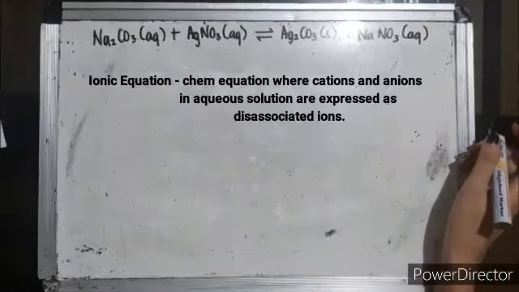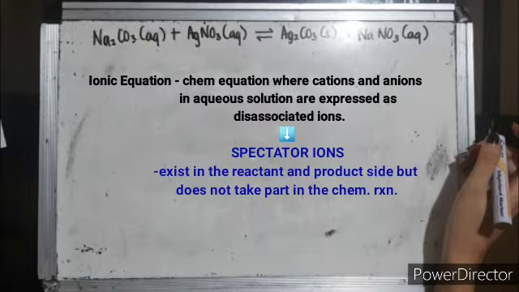And then we will create your ionic equation where cations and anions in aqueous solution are expressed as dissociated ions. And yung dissociated ions na yun are your spectator ions wherein both are present in reactant and product side but they do not take part in the chemical reaction.